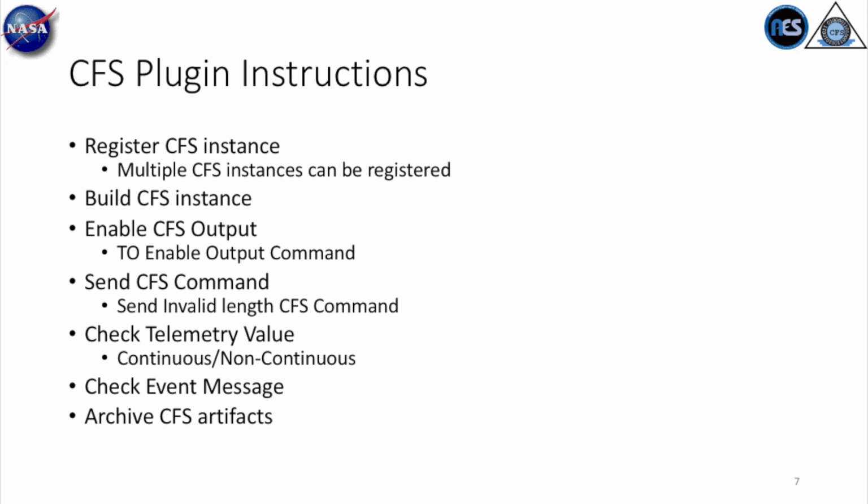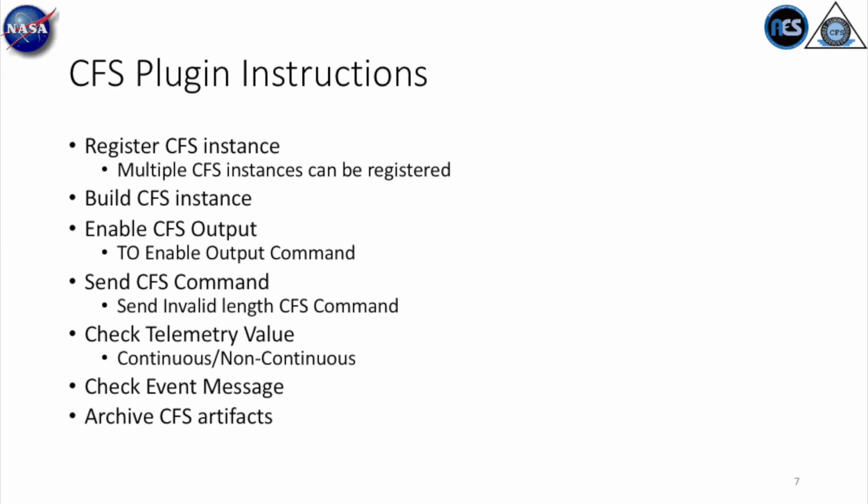Next, we have the send CFS command, which can be used to send a CCSDS command packet to the selected flight software target. A variant of that instruction is the send invalid length command, which can be used to verify that the flight software reacts properly to off-nominal command sizes.